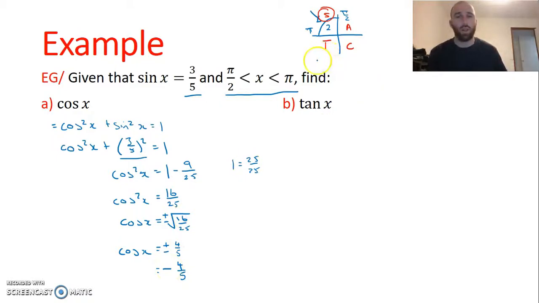So be careful. That's why they give you the domain, just so they can let you know which is positive and which is negative. So a lot of these you'll be dealing with just one answer rather than the two.